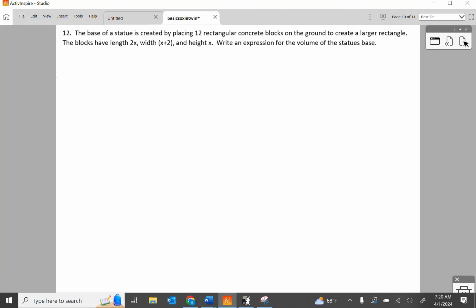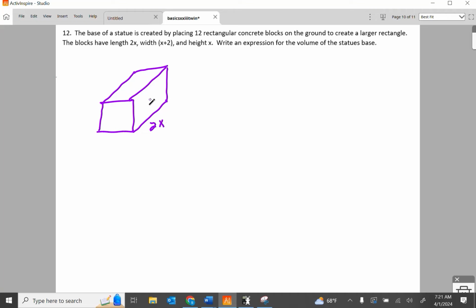The base of a statue is created by placing 12 rectangular concrete blocks on the ground to create a larger rectangle. The blocks have length 2x, width x plus 2, and height x. So we're going to take 12 of these. Here's a block. There's going to be 12 of them. And this thing has length 2x, width x plus 2, and height x.